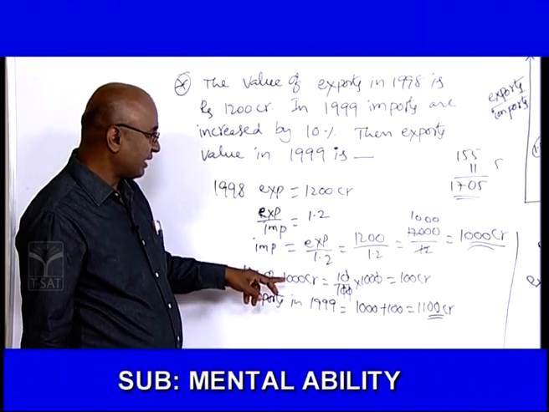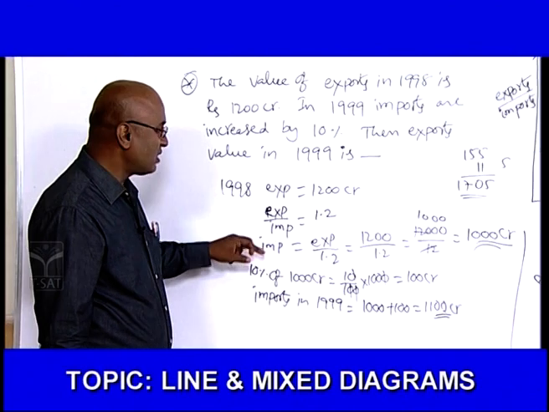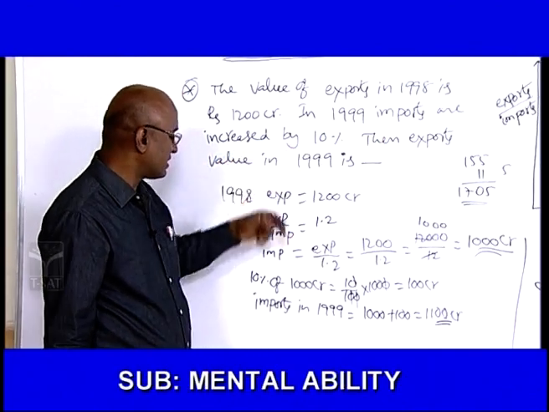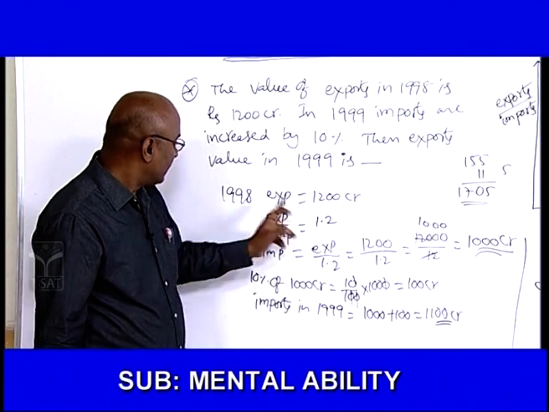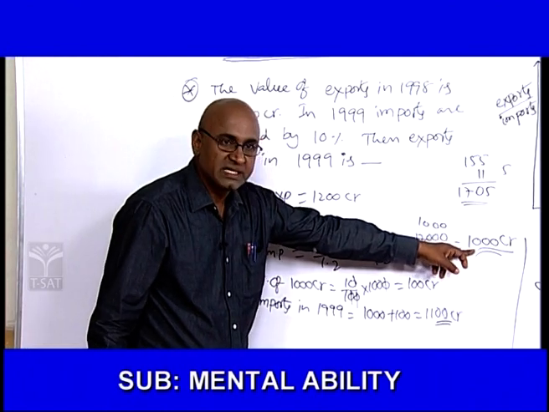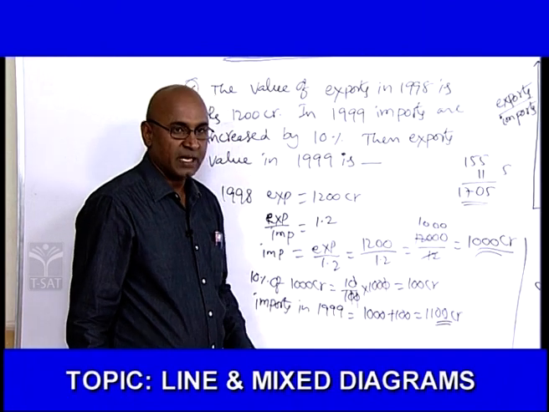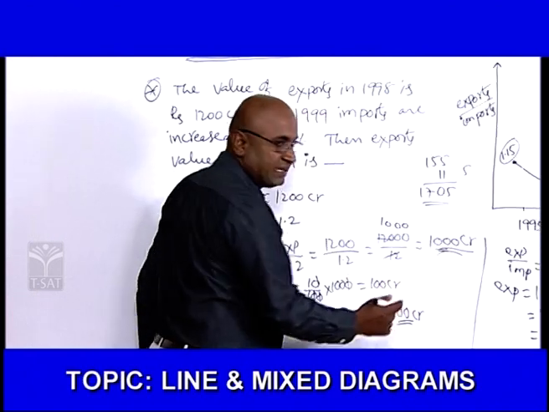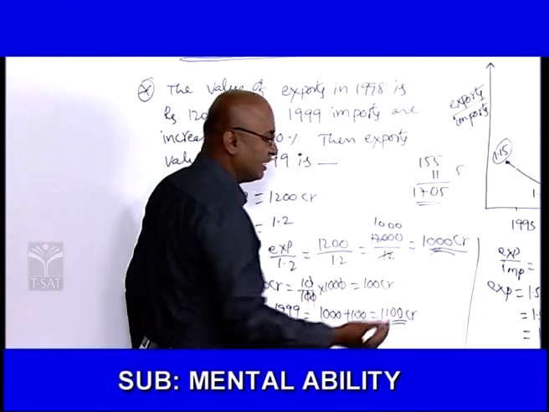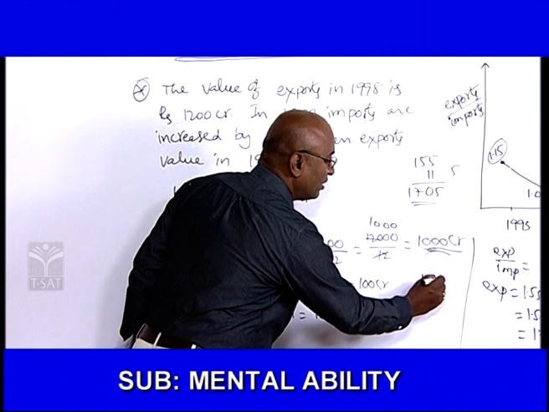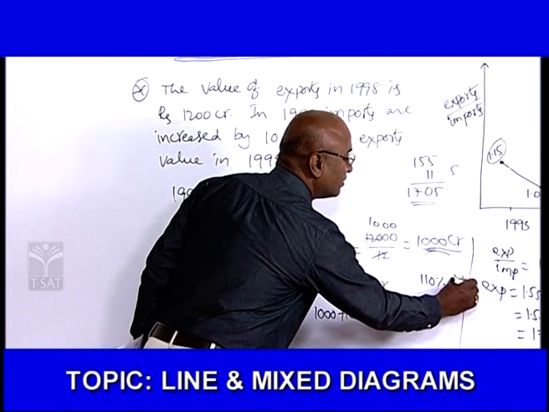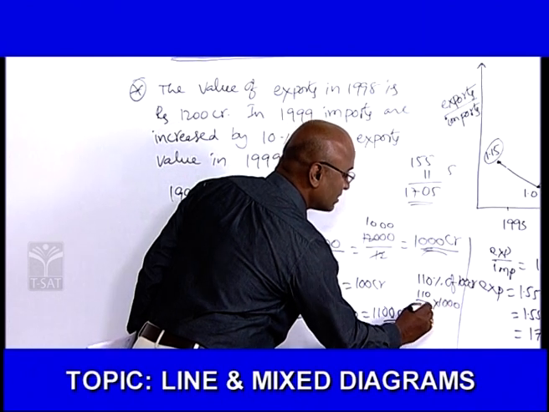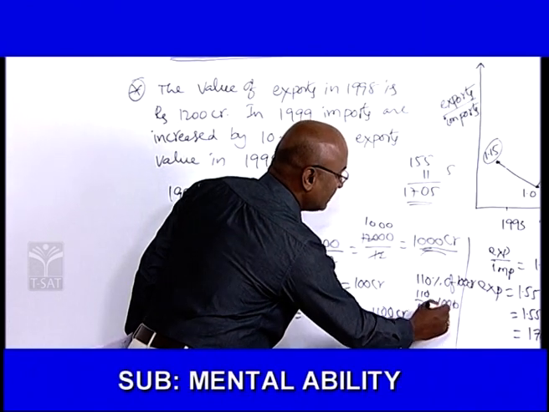మనకి 1999లో ఎక్స్పోర్ట్స్ వాల్యూ కావాలి. ఎక్స్పోర్ట్స్ వాల్యూ కావాలంటే మనకి ఇంపోర్ట్స్ వాల్యూ తెలవాలి. ఇంపోర్ట్స్ వాల్యూకి వాడు కండిషన్ ఇచ్చాడు. 1999లో ఇంపోర్ట్స్ వాల్యూ ఈజ్ ఇంక్రీజ్డ్ బై 10%. సో 10% ఆఫ్ 1998 imports, that is 1000 CR, that is equal to 100 crores. Directly also we can find this. సో 1000 CR ఎంత అయిందంటే 10% ఇంక్రీజ్ అంటే 110% అయింది. సో 110% ఆఫ్ 1000 CR, that is equal to 110 by 100 into 1000. So 2 zeros will be cancelled and it is 1100.